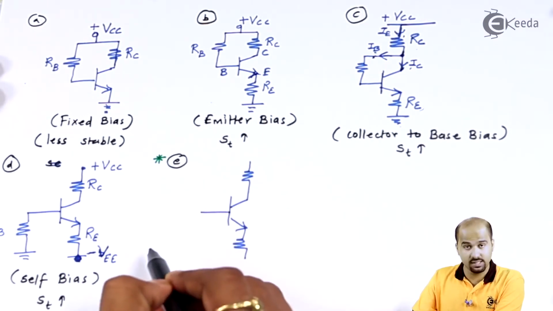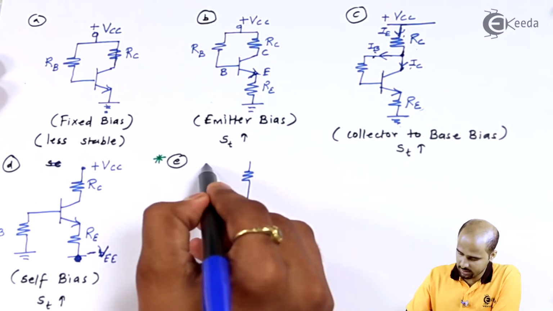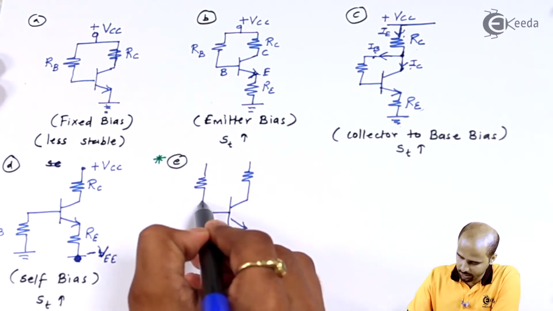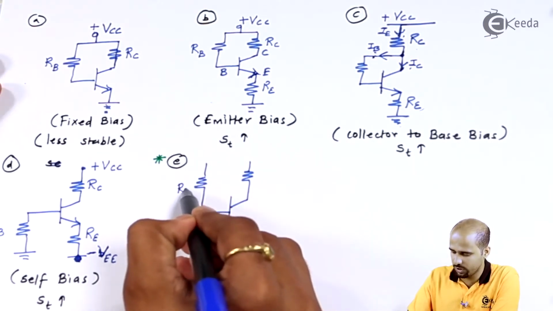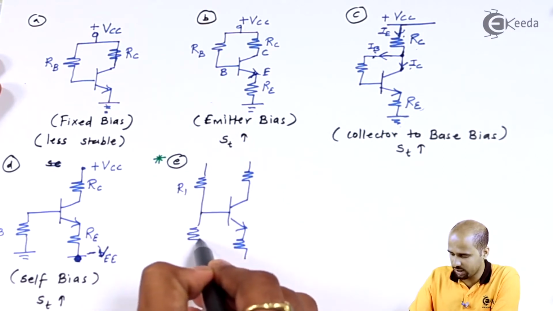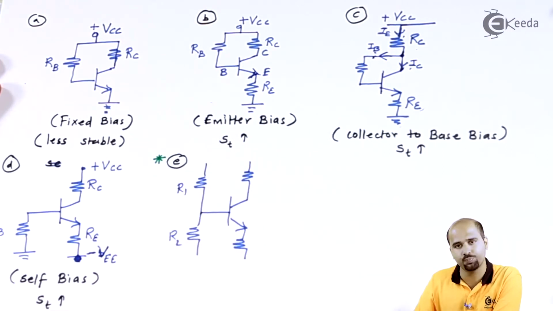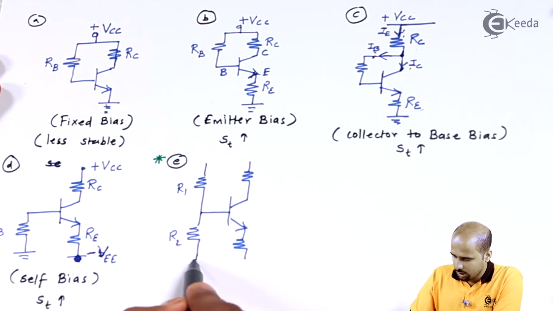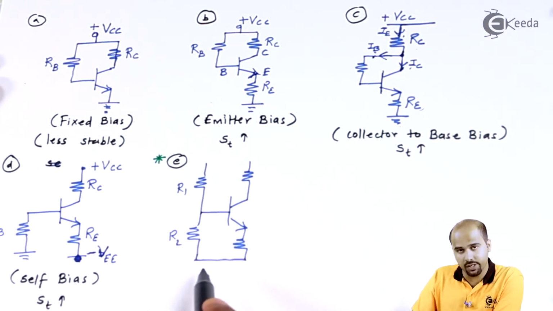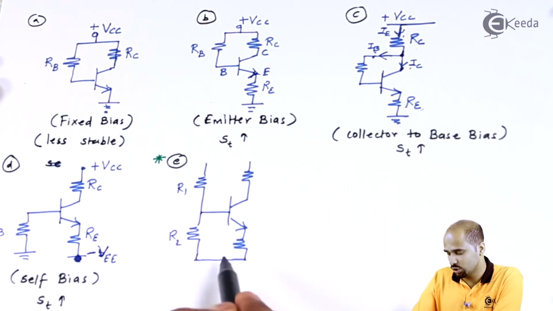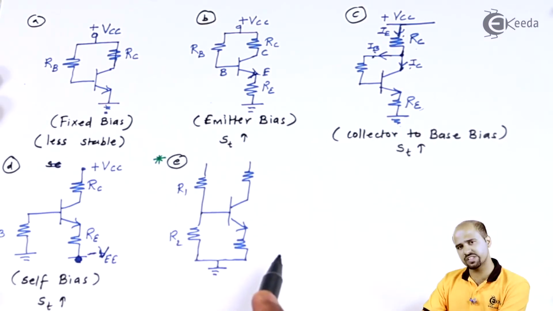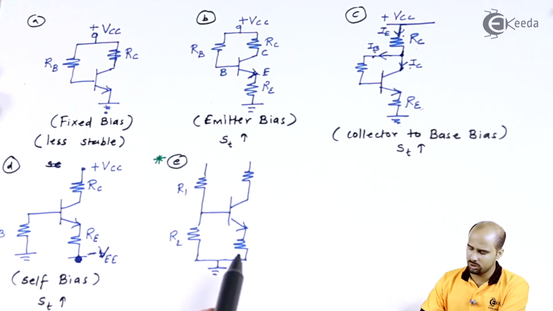Now the base resistance is divided into two resistances, one is R1 and another is R2. This is connected to the emitter, not always true, rather it is connected to the negative supply or ground.